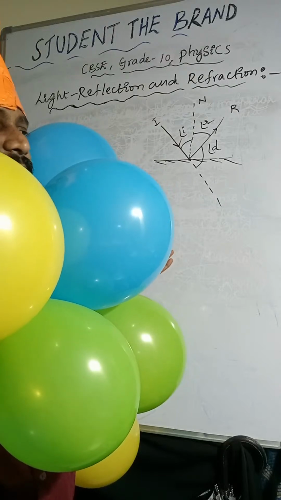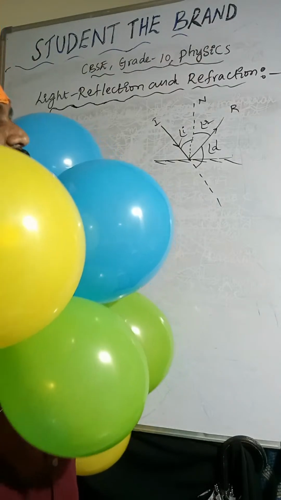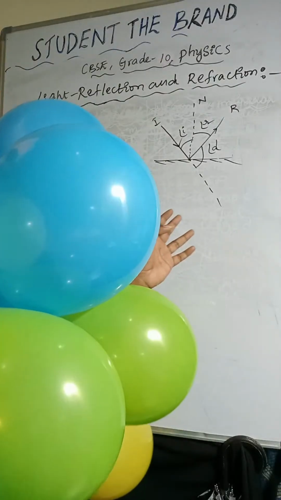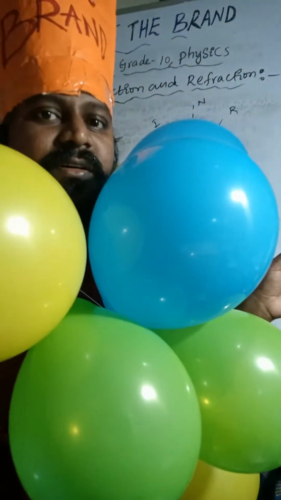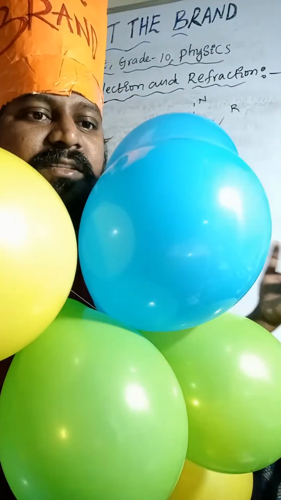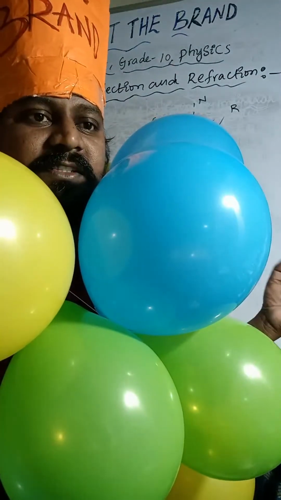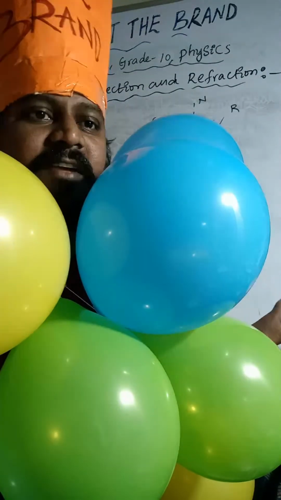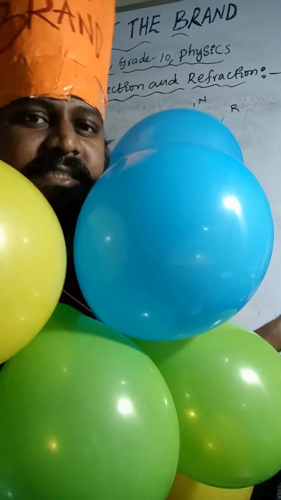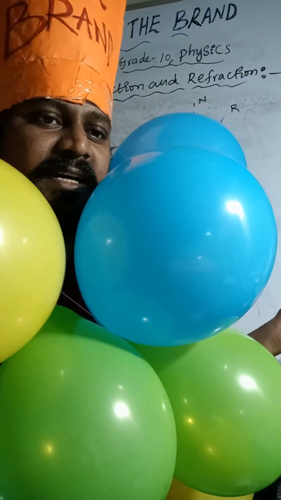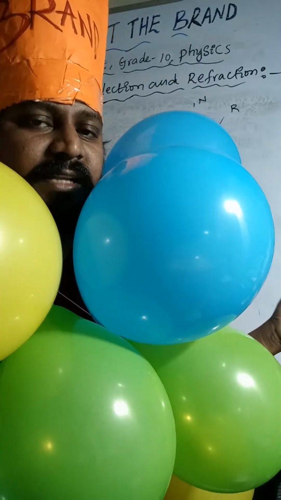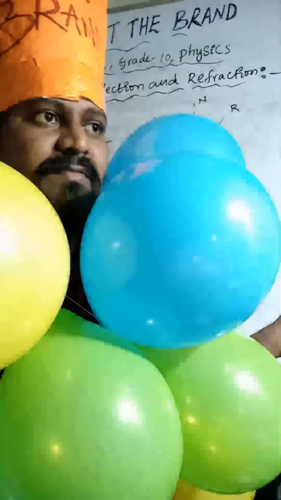Regular reflection and irregular reflection. In regular reflection, the incident light rays are parallel, and the reflected light rays are also parallel to each other. That type of reflection is called regular reflection. In irregular reflection, the incident light rays are parallel, but the reflected light rays are not parallel to each other. That type of reflection is called irregular reflection.